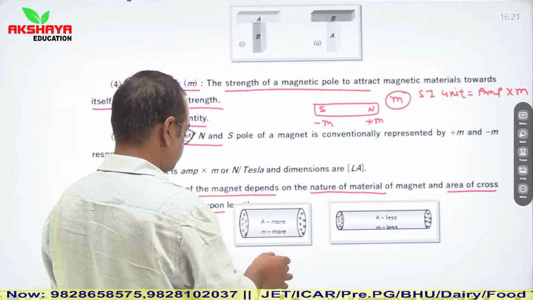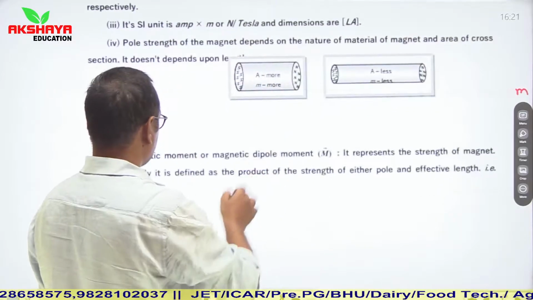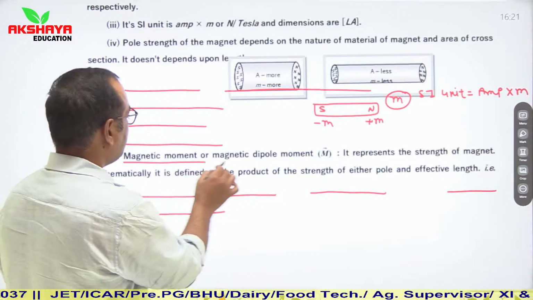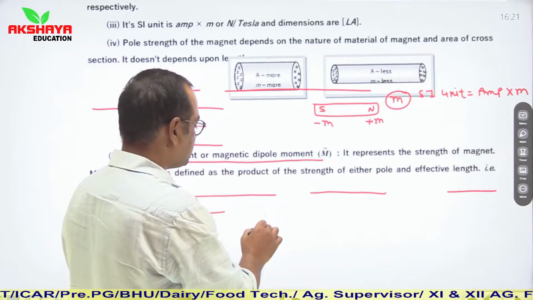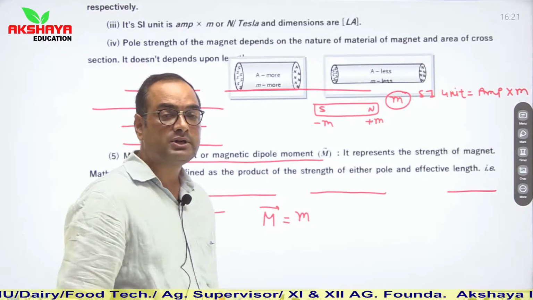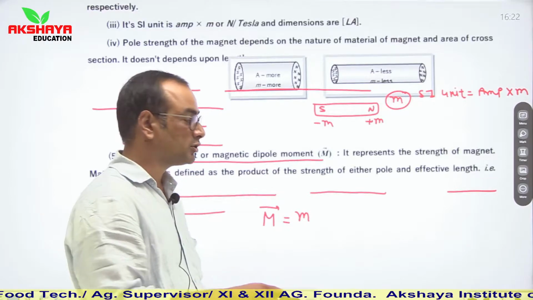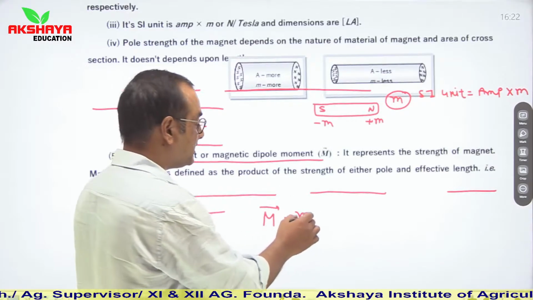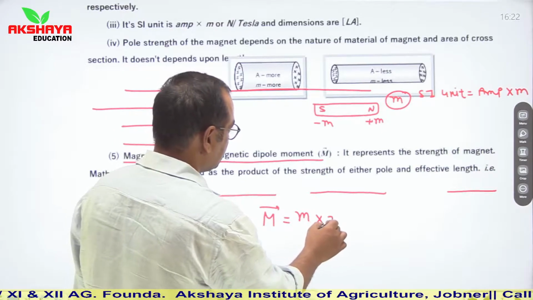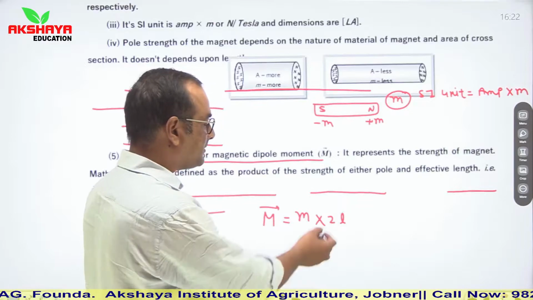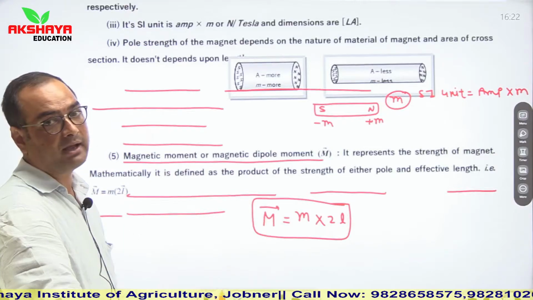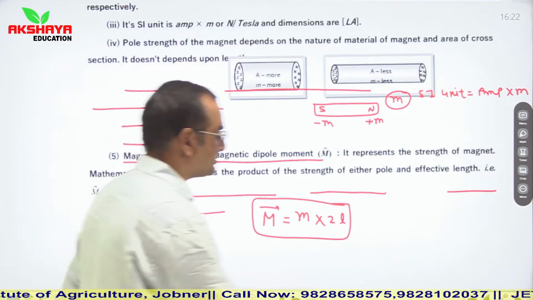Now, magnetic moment. So if we talk about magnetic moment, then magnetic moment or magnetic dipole moment, which is represented by capital M, is defined as pole strength of any one pole, either of south or north, or in general we can say magnitude of pole strength multiplied by effective length between the poles.